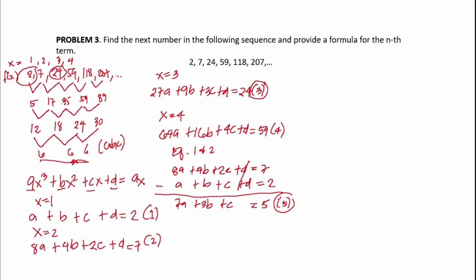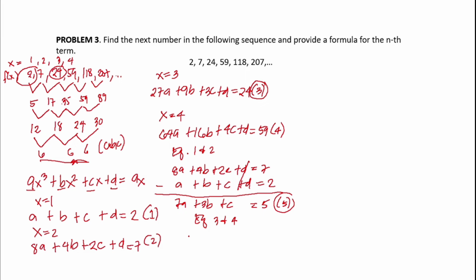Okay, so this is equation number 5. So let's have equation number 6. How to get equation number 6? Let's have 3 and 4. It could be. So equations 3 and 4.